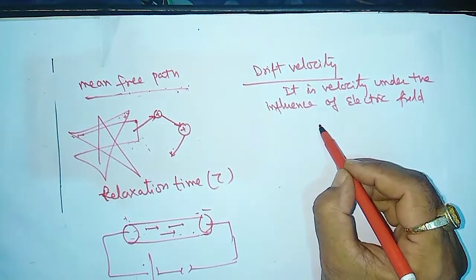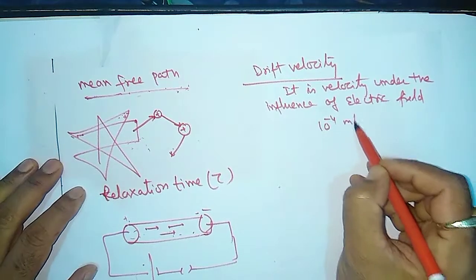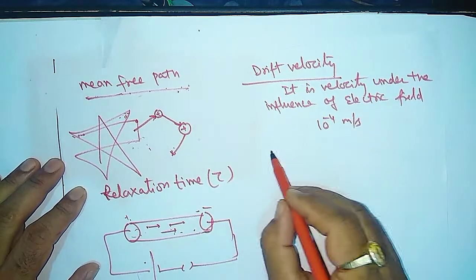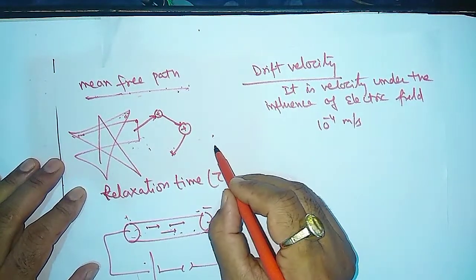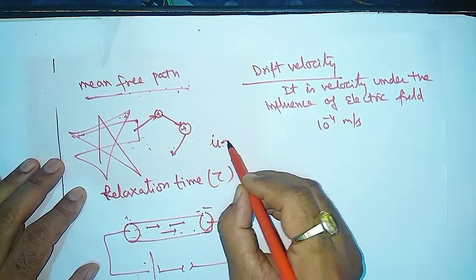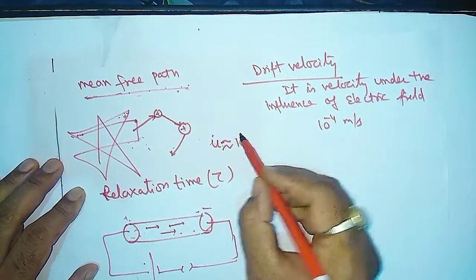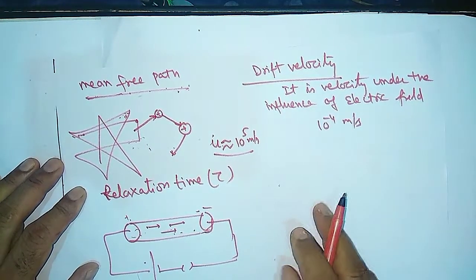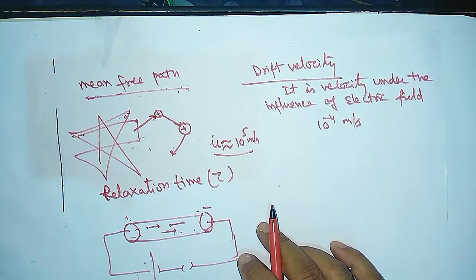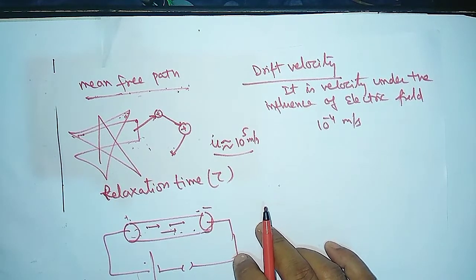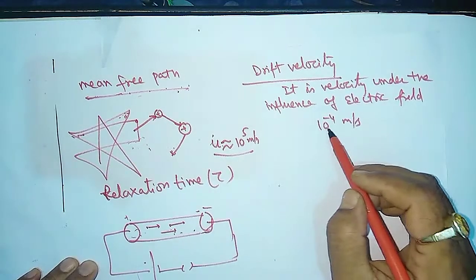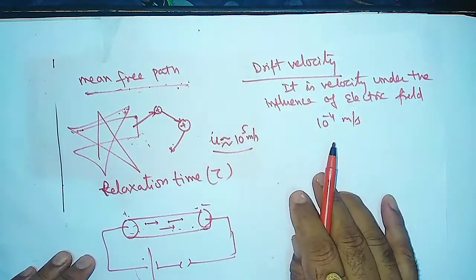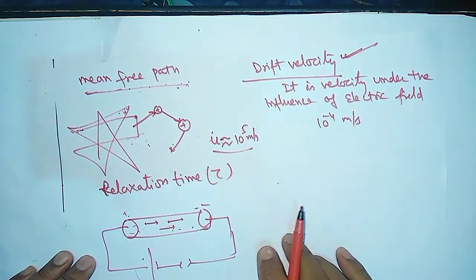It is of the order of 10 to the power minus 4 meter per second, whereas without the effect of the electric field, the thermal velocity is of the order of 10 to the power 5 meter per second. It's much higher. But when the electric field is applied, all have to align in a particular direction, so it becomes very, very slow, of the order of 10 to the power minus 4 meter per second. It is the drift velocity. It's a very good question for your exam also.